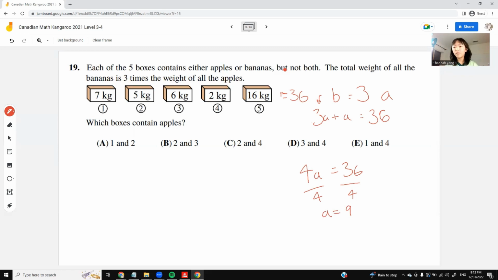And now all we need to do is to figure out which boxes add up to 9. And in this case, it would be E, boxes 1 and 4, because 7 plus 2 equals 9. And that's the only match we can find. So E should be your correct answer.